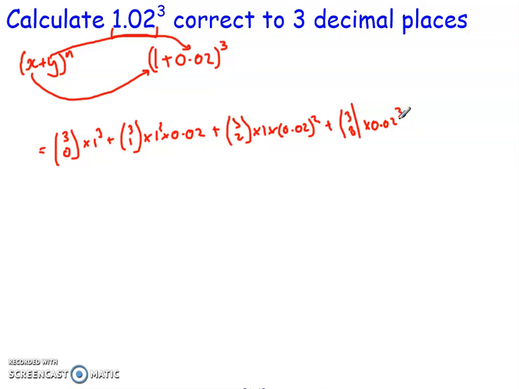Now, one key thing to remember: if I am rounding to 3 decimal places, I only need 4 decimal places overall, because that 4th decimal place tells me how to round it.